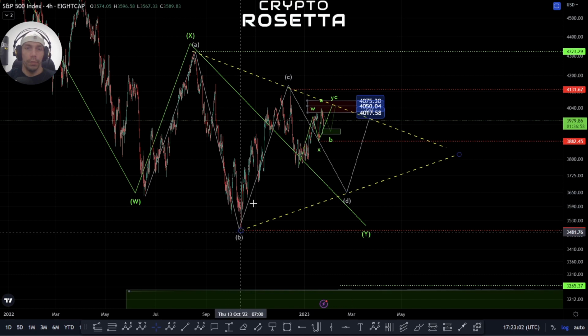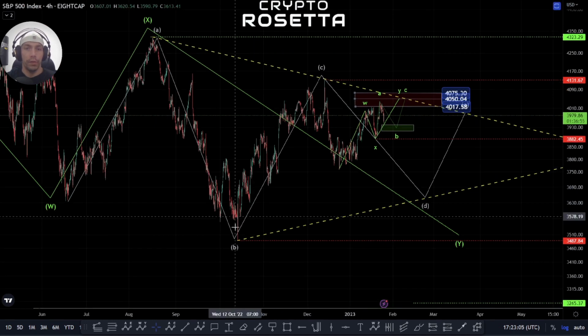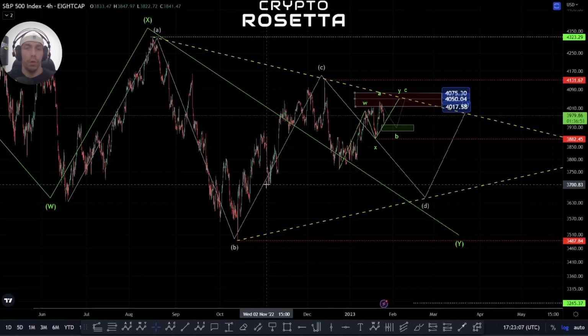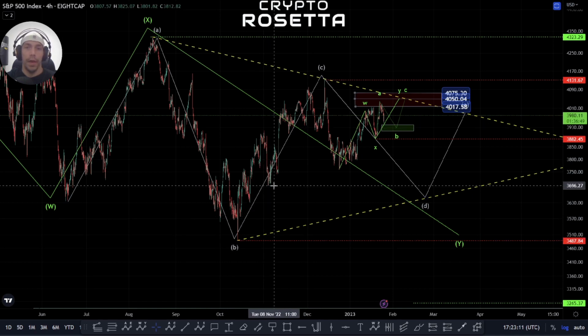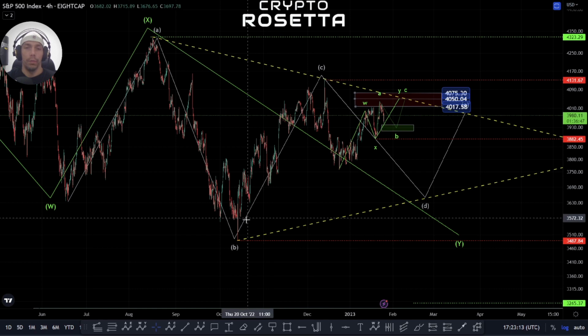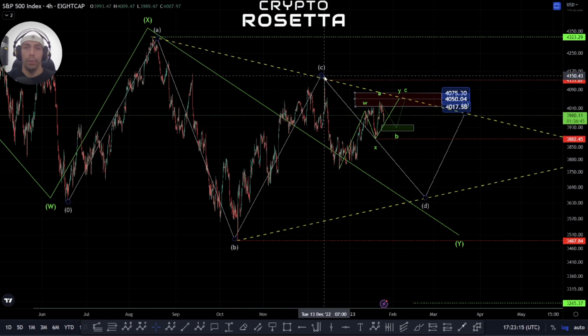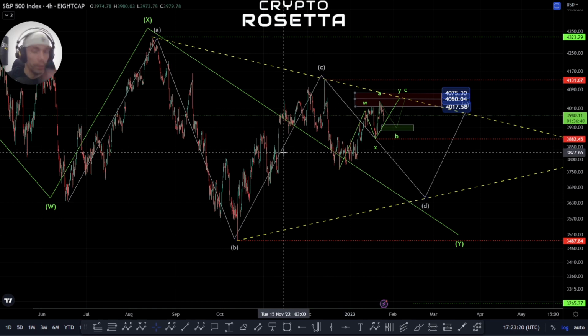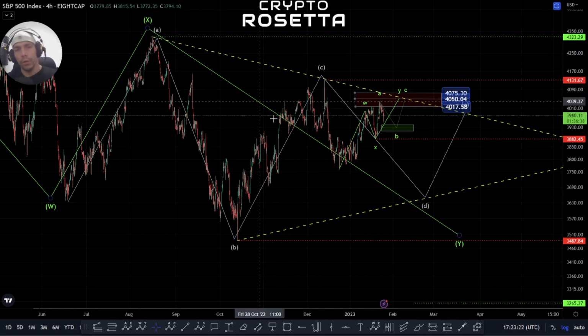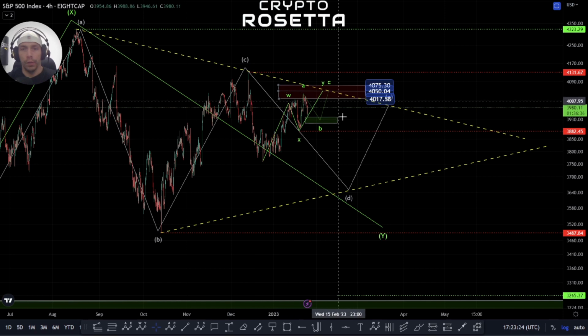So if that's the case, we can argue that potentially this was just a C wave in here and it got more complex. And then we would have to argue that we have this as a WXY, so like a double zigzag effectively within the structure. So it is possible that we could see this D wave to the downside.